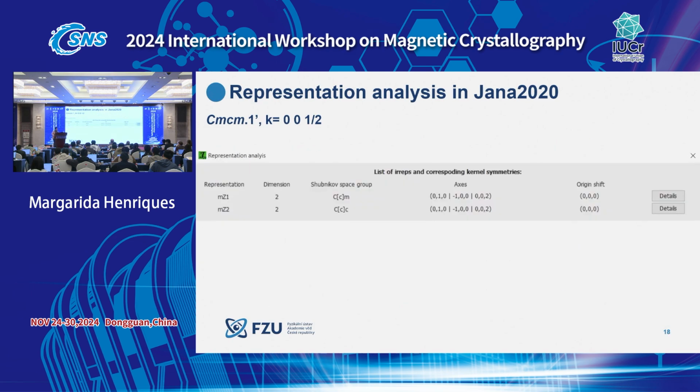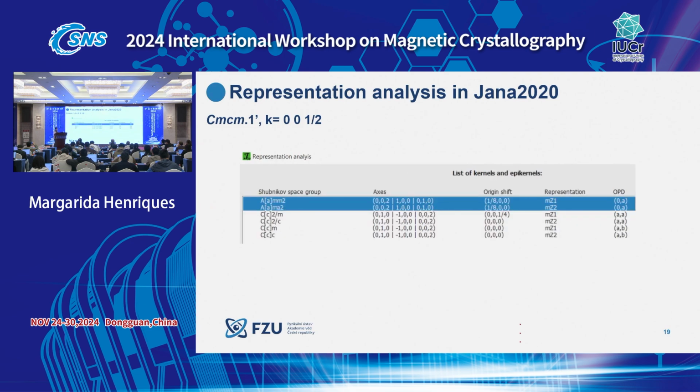Then, if you have been paying attention to the lectures this week, you will tell me, but wait, you said that if your IREP is not of dimension 1, there should be more groups. Yes, these are only the kernel symmetries of the IREP, the ones for which the magnetic space group is kept in any general direction of the IREP space. Then in the following window, we add the epikernel, the IREP epikernel space groups.